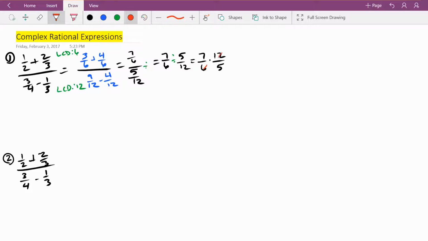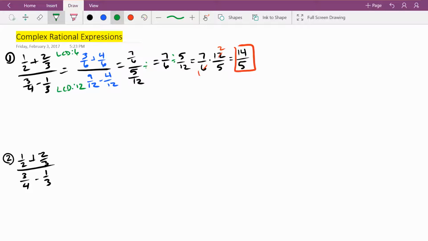6 will go into 6 and 12. 6 goes into 6 once, 12 twice. Multiply that through, we get 7 times 2 is 14. 1 times 5 is 5. 14/5, which does not reduce. Alright, method 2. Now, we hope we get the same thing. We better get the same thing, 14/5.